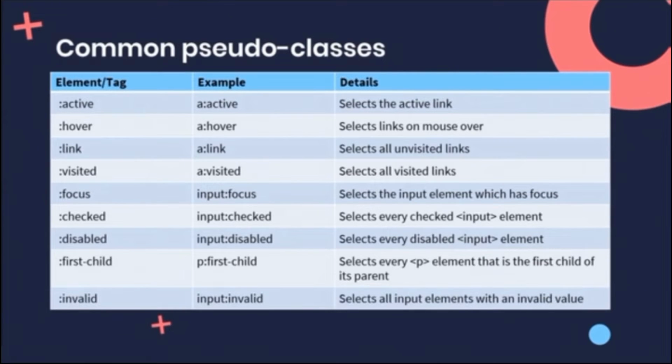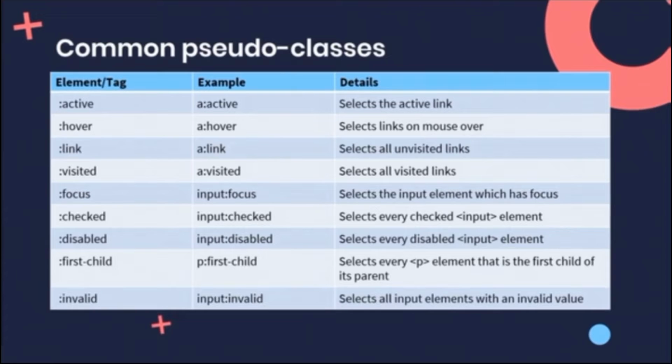Then we have the visited class, and this, when we associate it with the anchor tag, selects all the visited links out there. And then we have the focus, which we can use with an input tag. So if we use the focus with an input tag, it selects the input element which has focus. And then we have checked, which selects every checked input element that is visible on our web page. And then we have disabled, which selects all the disabled fields, for example, like your input tags. And then we have the first child, and here we have a slightly different approach, because here we're using a paragraph tag associated with the first child class. This selects every p tag or element that is the first child of its parent. Again, sounds like a mouthful, but it's really not that complicated.